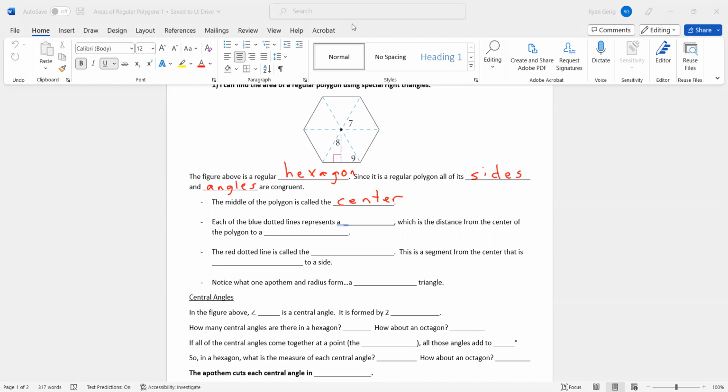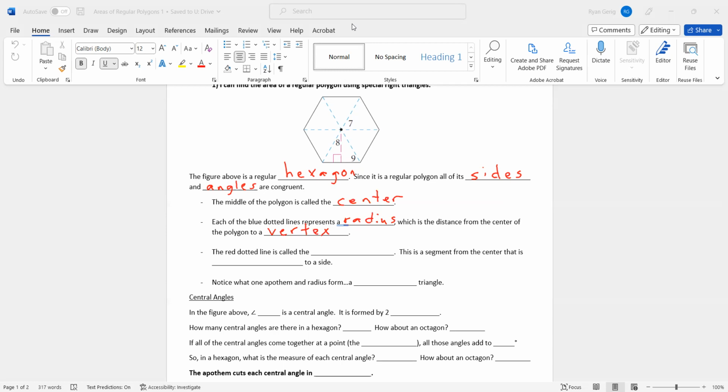Each of the blue dotted lines represents a radius. This is your first vocab word that I really need you to know. What does a radius do? It's the distance from the center of the polygon to a vertex. Hopefully you know what a vertex is by now, a corner of the hexagon. So a radius connects center to vertex.